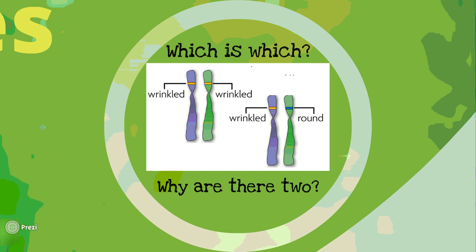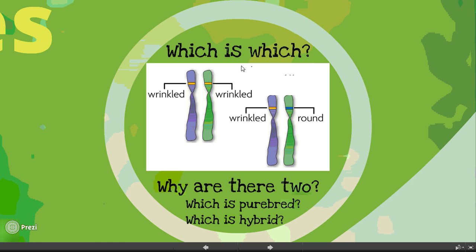Which one's purebred, which one's hybrid? This one here is going to be purebred or homozygous because both of them are the same. This one is heterozygous, one wrinkled and one round, so these two are different.